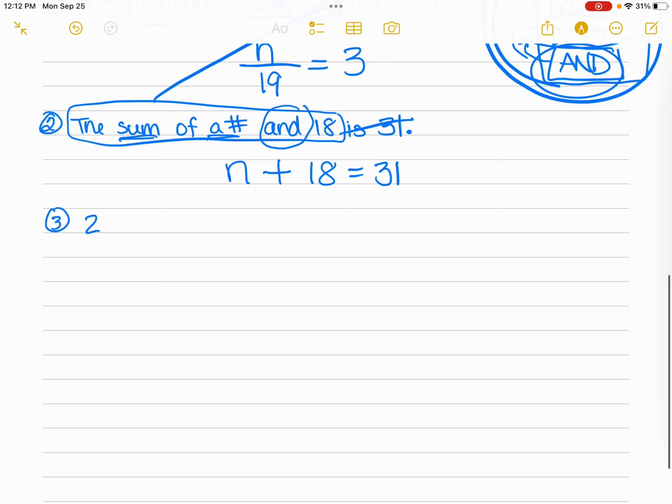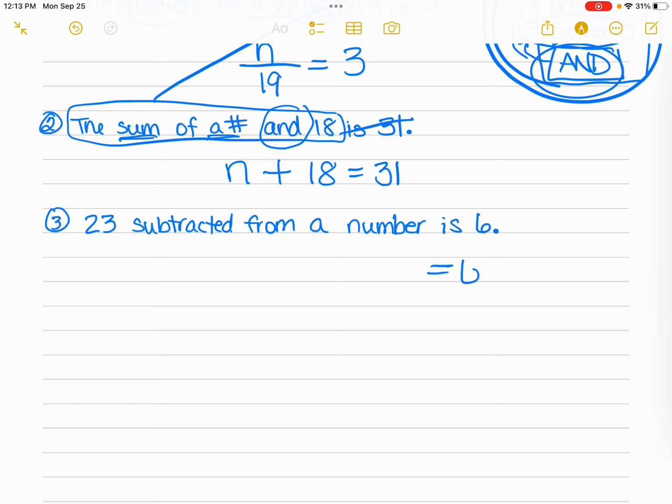Okay, number 3 is 23 subtracted from a number is 6. Okay, so here we go. I have is 6. That's the easy part, right? Subtracted from, I have a minus sign, and it has 23 and a number. But on this one, I'm taking 23 and I'm subtracting it from a number, from n. So I really need my n first, and then I'm going to take 23 away from that n. So you should have gotten n minus 23 equals 6.